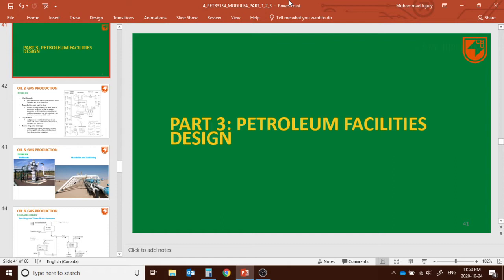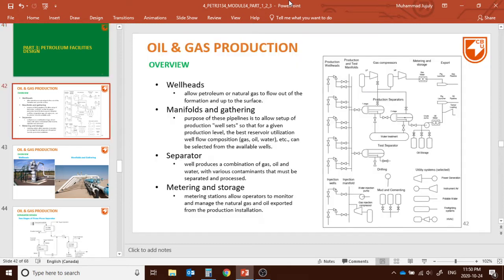So in the previous parts we learned how to design the pipeline, what design calculations we have to use, and how we can calculate the friction loss, which is a very important part. But in this section we will learn about petroleum facilities design. So let's see what types of units we actually see in the petroleum industry.